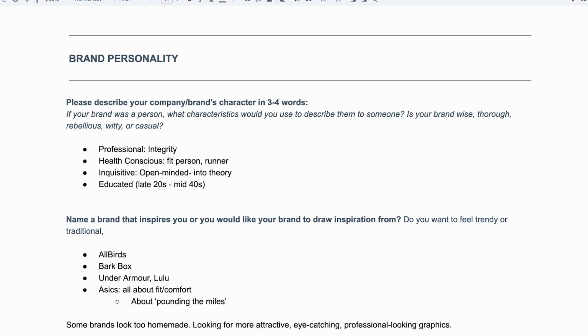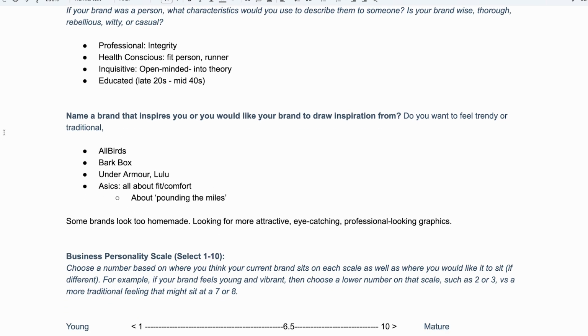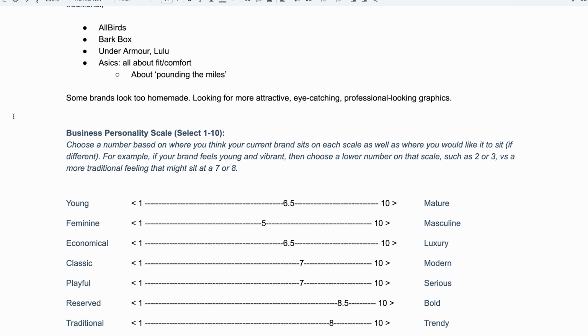In this section, we'll often ask questions like, if you were to describe your business as a person, what 3 or 4 characteristics might you use to describe them? If you were introducing them to someone, how might you introduce them as a person? And then we'll ask them about some brands that may inspire them. These don't have to be brands in the same vertical or that sell a similar product, just brands that they feel have a great vibe that might be fitting for what they're trying to do with their new brand.